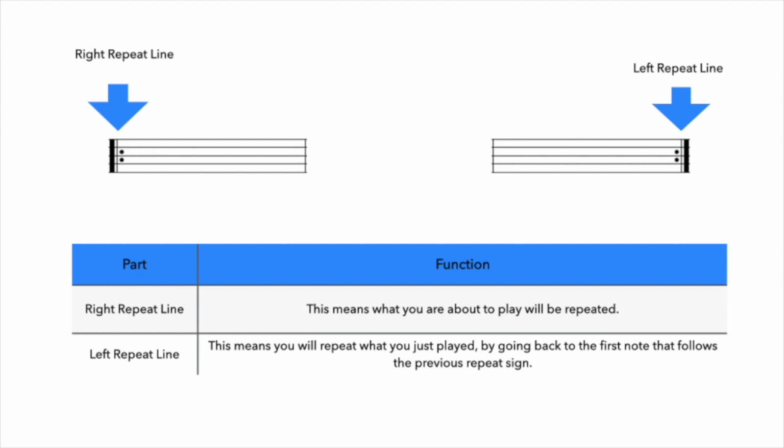Next, we have the right repeat line. This means what you are about to play will be repeated. And we have the left repeat line. This means you will repeat what you just played by going back to the first note that follows the previous repeat sign.